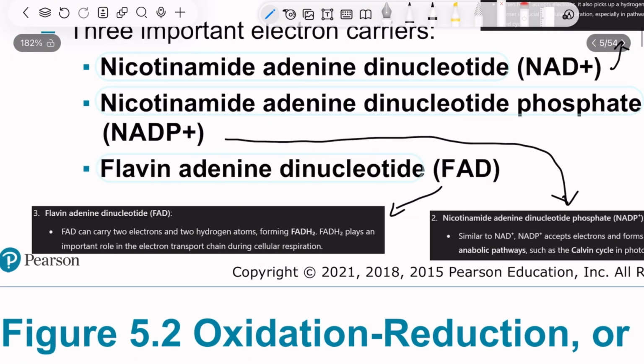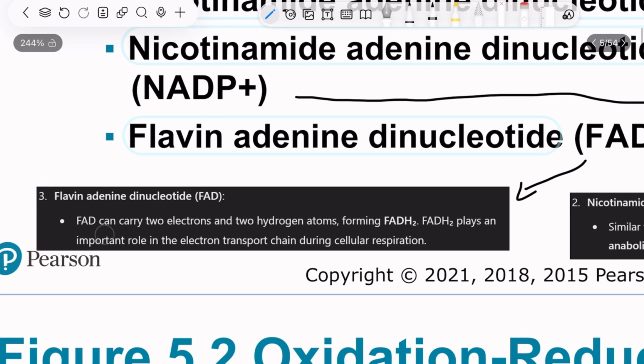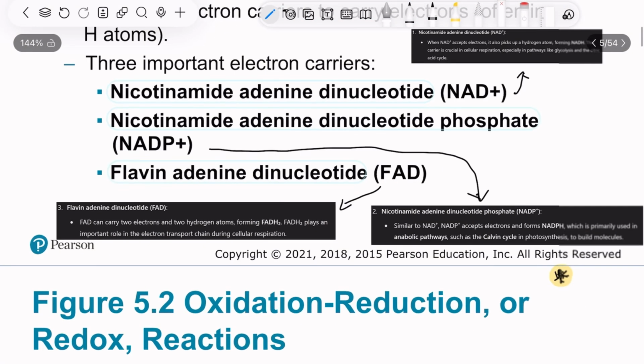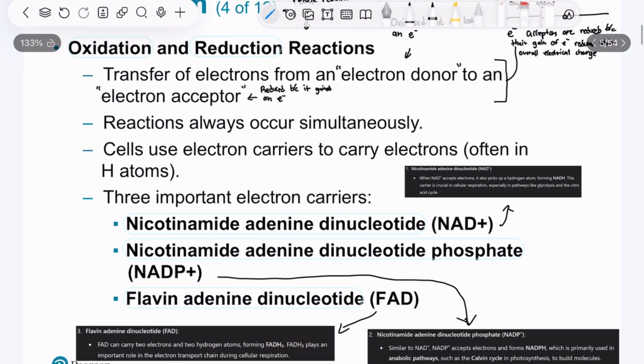Then finally, we have flavin adenine dinucleotide, or FAD. FAD can carry 2 electrons and 2 hydrogen atoms, forming FADH2. FADH2 plays an important role in the electron transport chain during cellular respiration. Now, these three electron carriers are going to be important later in the slides. So more information on that in a bit.